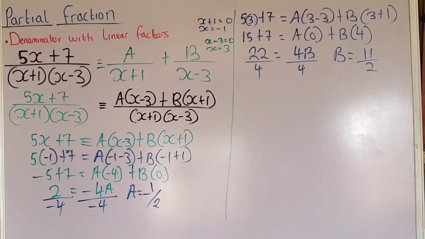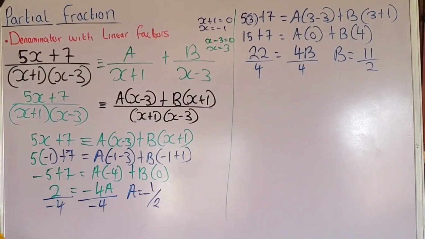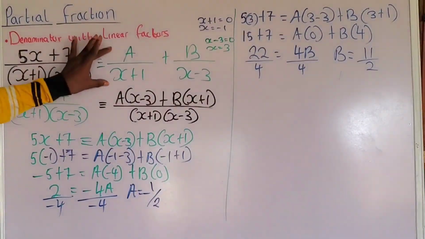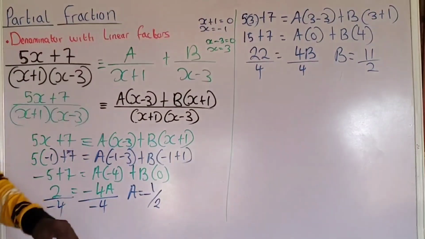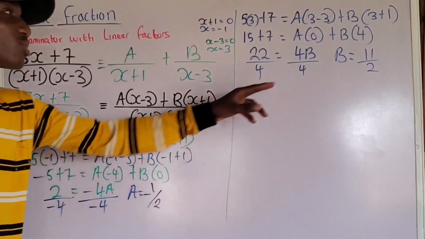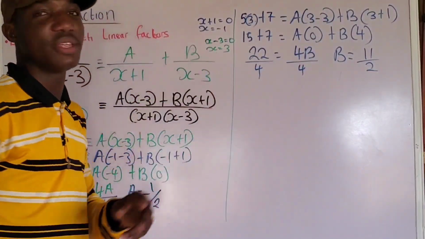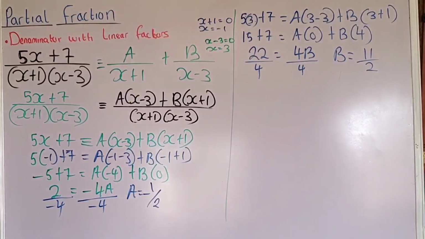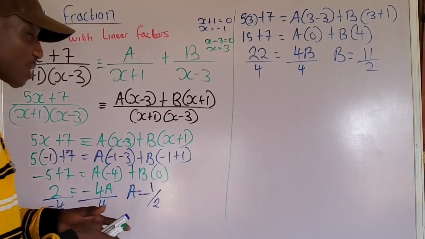Now, please, I want you to pay attention. We have gotten the value of a and b. The next step is that you just have to replace the value of a and b in this. Substitute the value of a as negative 1 over 2 here, and substitute the value of b as 11 over 2. You understand? By so doing, you have already resolved 5x plus 7 all over x plus 1 multiplied by x minus 3 into partial fractions. Okay, so that's what I'm going to do now.